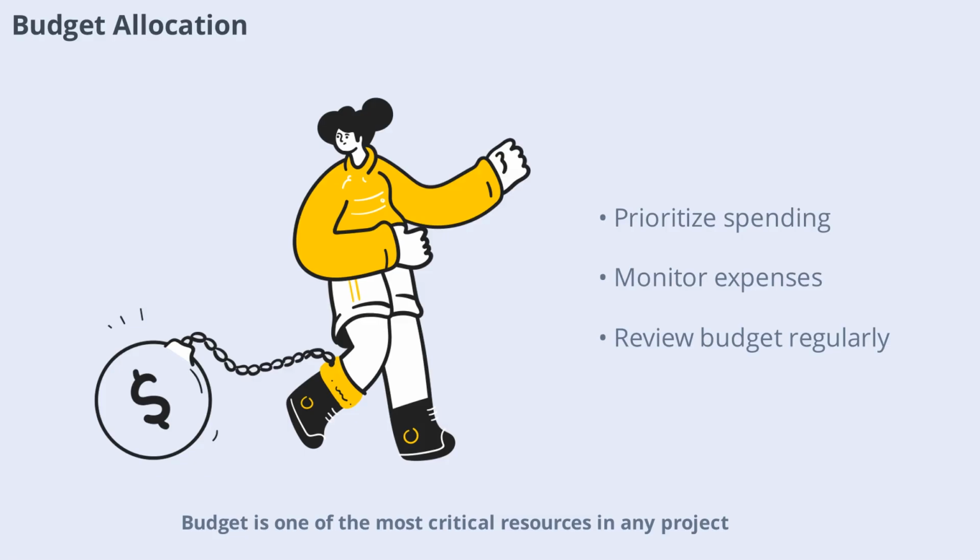Budget is one of the most critical resources in any project. Allocating funds wisely means prioritizing spending on high-impact areas and monitoring expenses closely. Regular budget reviews help you stay within limits and make adjustments as needed to support project goals.